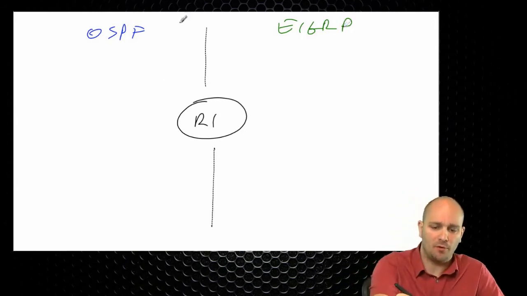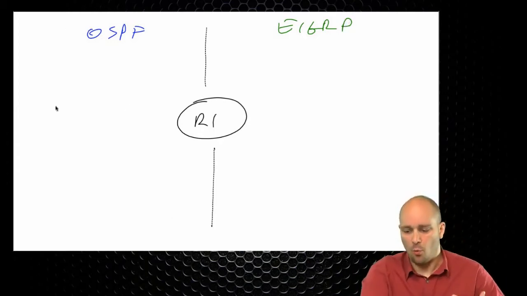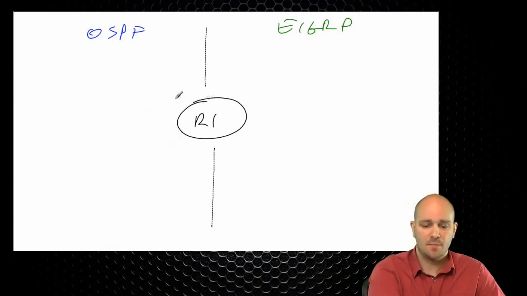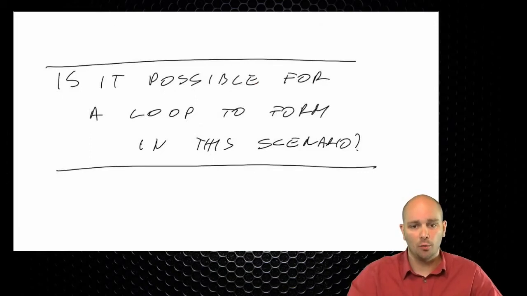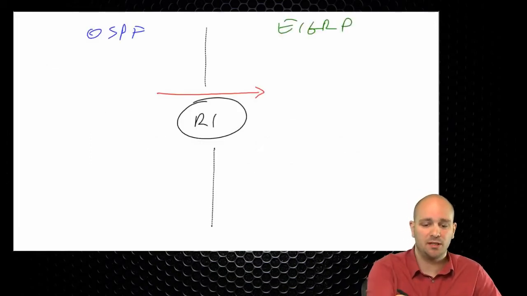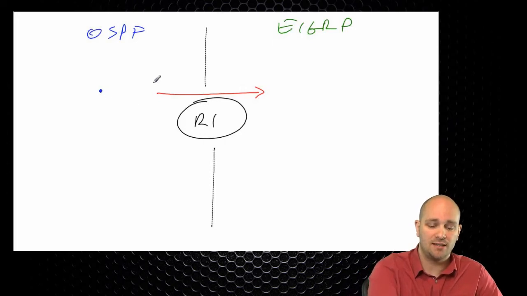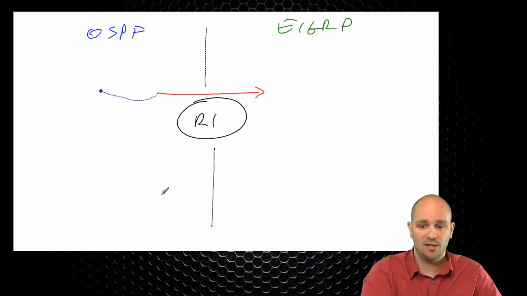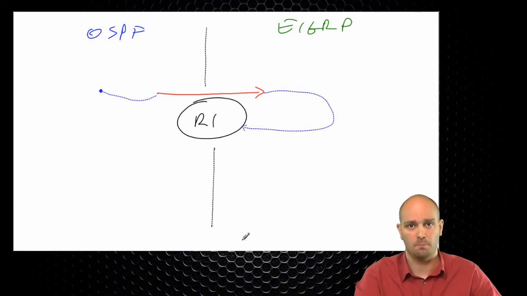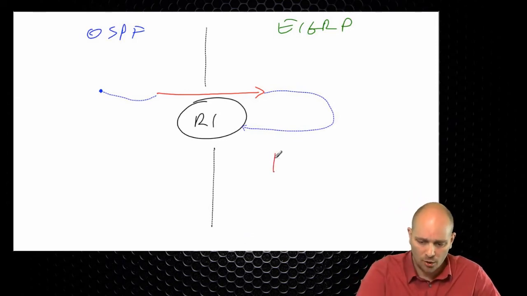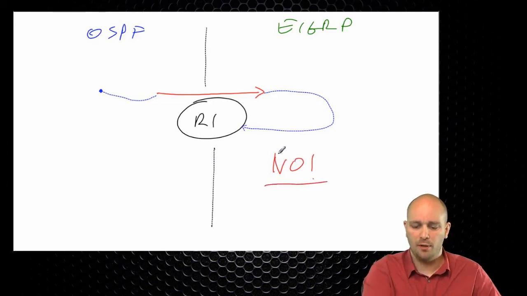Well, there are a couple of possible scenarios here. Now, one possible scenario is that the task says redistribute from OSPF into EIGRP. So if you have this scenario here and you ask yourself a question, is it possible for a loop to form in this scenario? Is it possible that there is an OSPF route here that is going to be arriving at the redistribution point, go into EIGRP and come back here to this router and be better than the route that was actually injected by R1? The answer to this question is no. In this case, the loop cannot form.